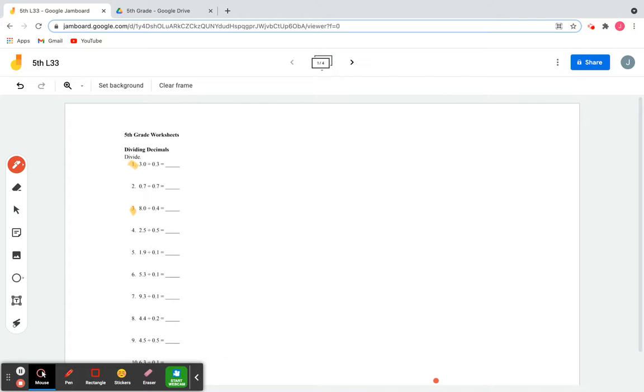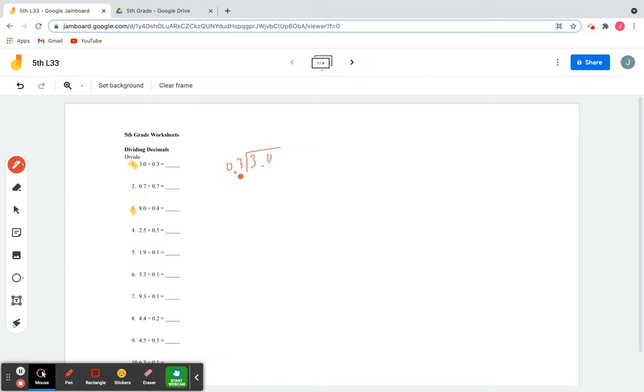So the first one we're going to learn is dividing decimals. We're going to work on number 1 and 3 together. For number 1 we have 3.0 divided by 0.3. When we divide decimals, the first thing we have to do is see if the divisor is a whole number. In this case, the divisor is 0.3, and 0.3 is not a whole number.